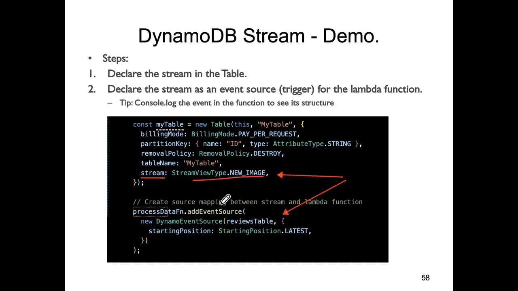Okay. So the effect of this line is to get DynamoDB to maintain a log stream of all changes. The effect of this code here is to connect up my Lambda function with that stream so that it receives batches of messages related to the stream. And then, like I said, what you do with those messages depends on what the objective is, really.